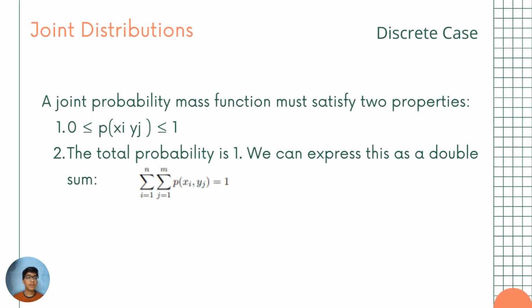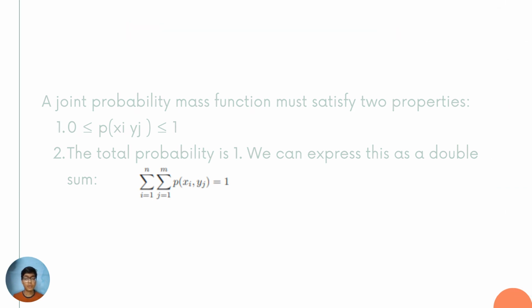A joint probability mass function must satisfy two important properties. One, P of xi, yj must always be between 0 and 1 inclusive. Two, the total probability is 1. We can express this as a double sum, that is, the summation over i equal to 1 to n and j equal to 1 to m of P of xi, yj is equal to 1.